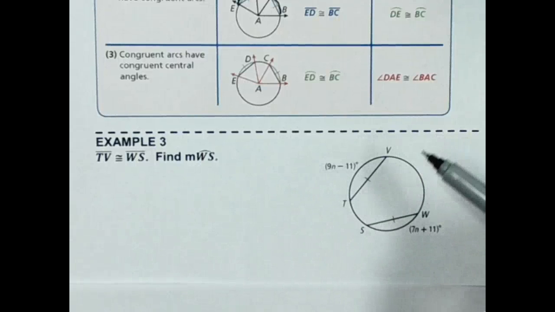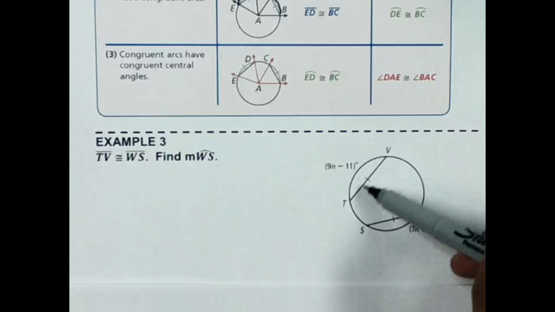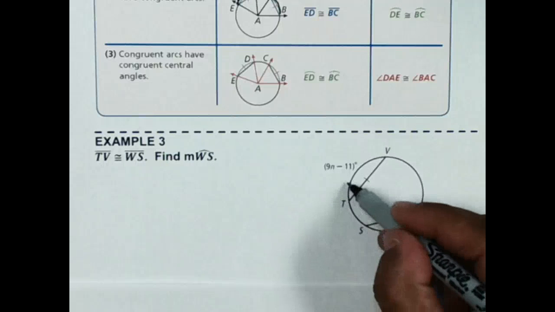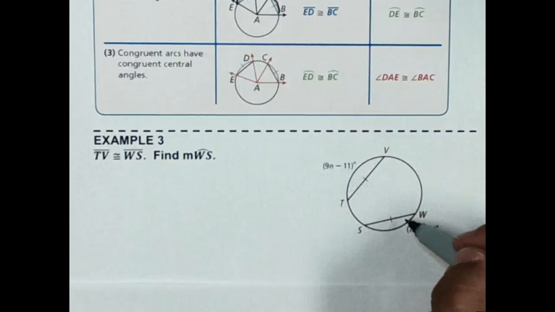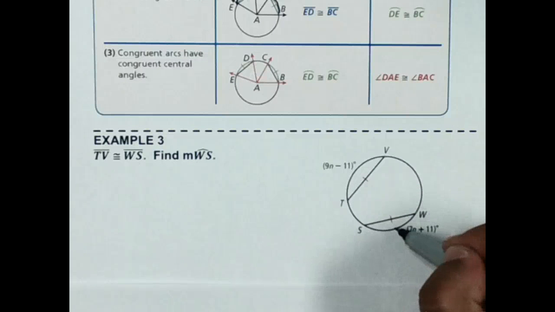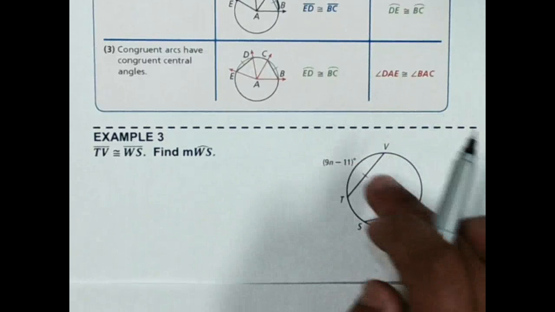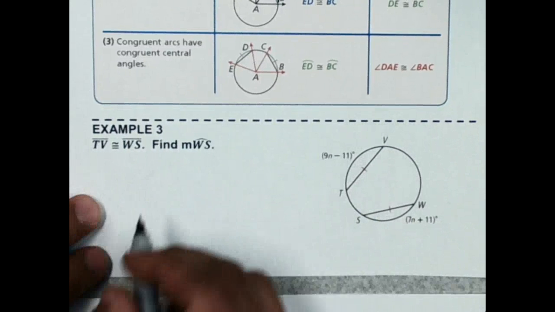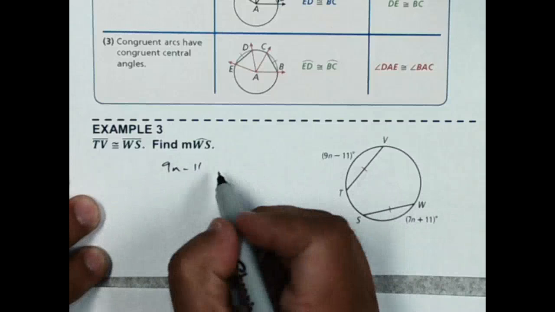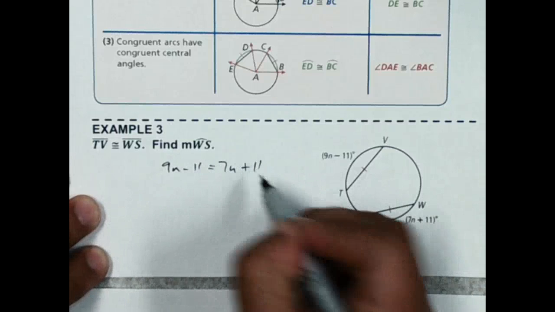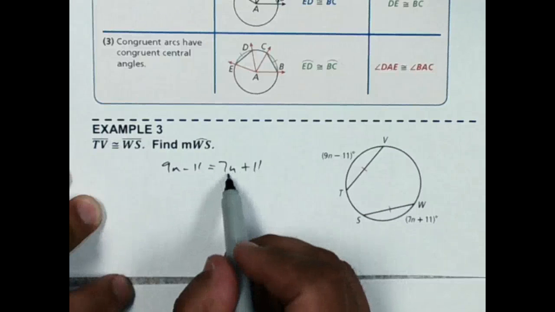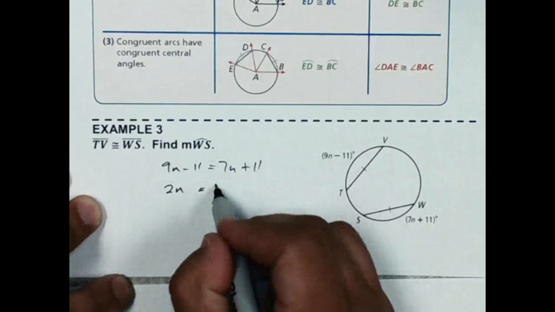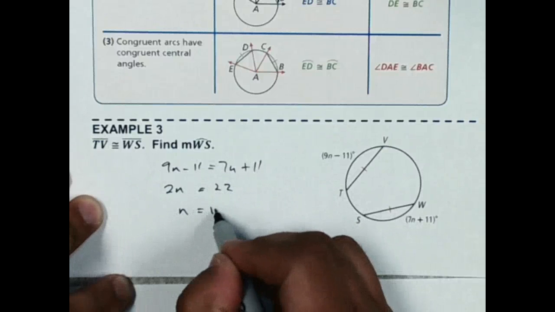All right, so I know that TV, this chord right here, is congruent to this chord down here. So that means this arc from V to T has to be congruent to this arc WS. Again, I know these two arcs are congruent because these two chords are congruent. So to solve, I would do 9n minus 11 equals 7n plus 11. Moving things around, I subtract the 7n, which gives me 2n on this side. I add 11 over here, so I get 22. That tells me that n is simply 11.